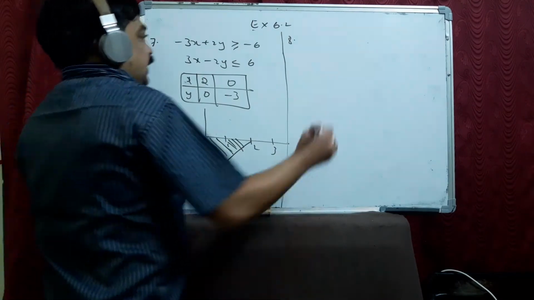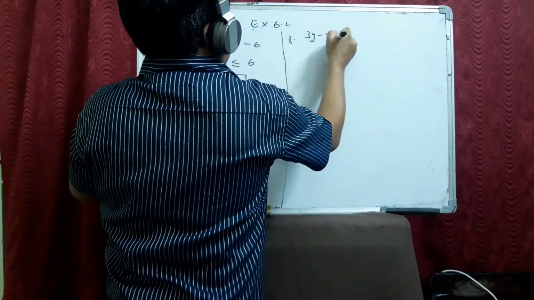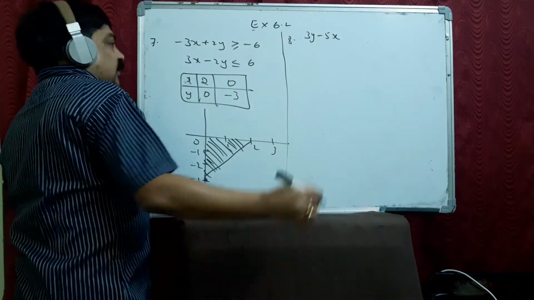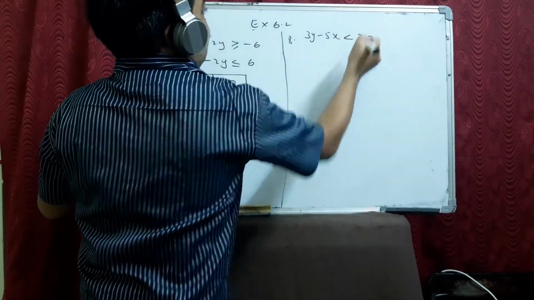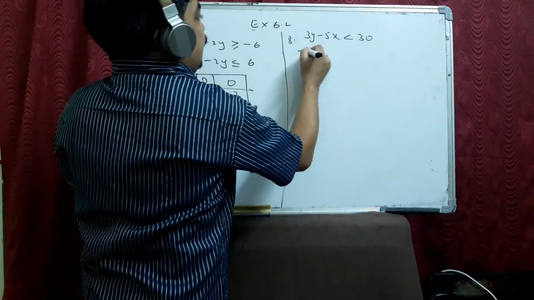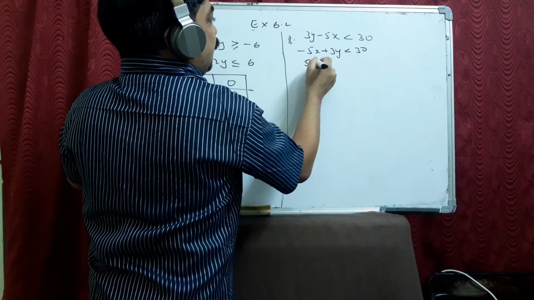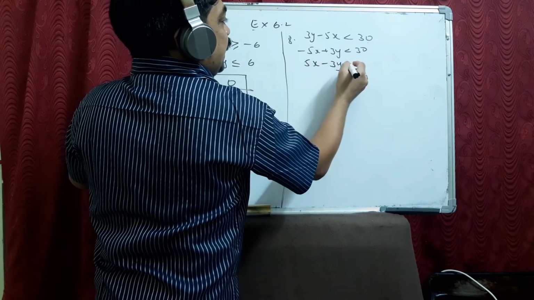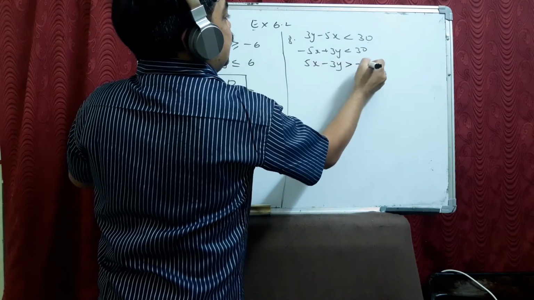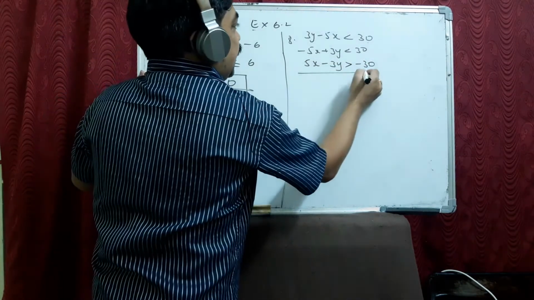3y minus 5x less than 30. It means minus 5x plus 3y less than 30. It doesn't look good. Let us multiply with minus: 5x minus 3y greater than minus 30. Let us take a box.